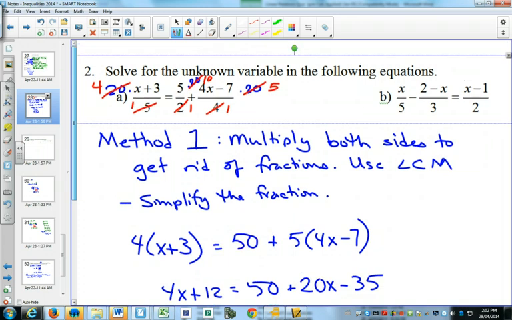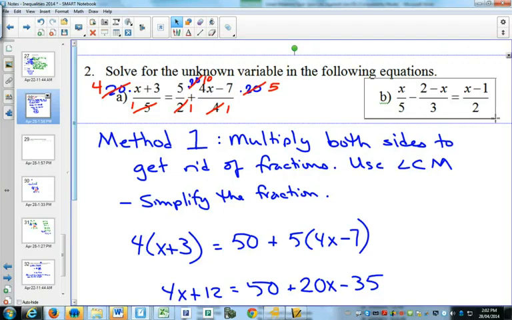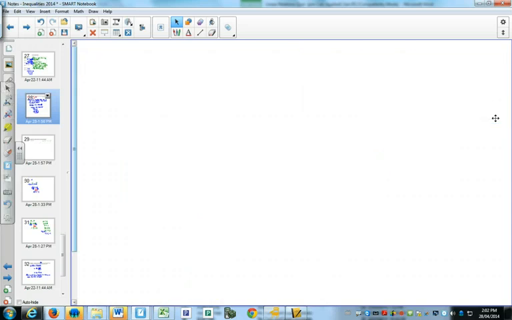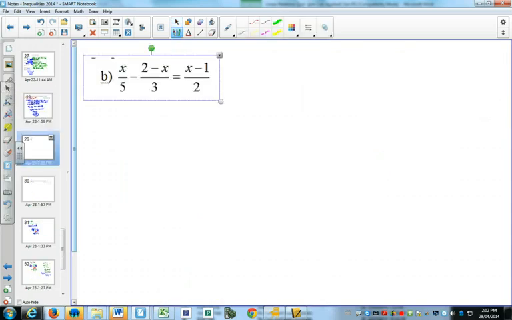All right, I'm going to scroll up. There's part B. What's the lowest common multiple between 5, 3, and 2? 30. So we're going to multiply this term by 30, this term by 30, and this term by 30, because you're multiplying both sides by 30, but the 30 would get distributed here.